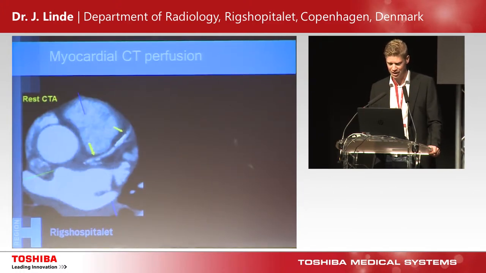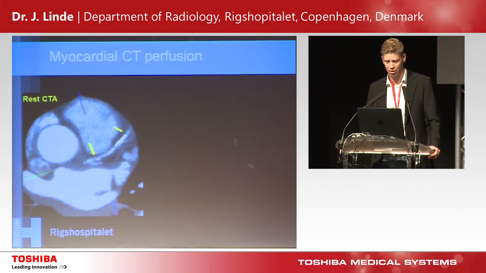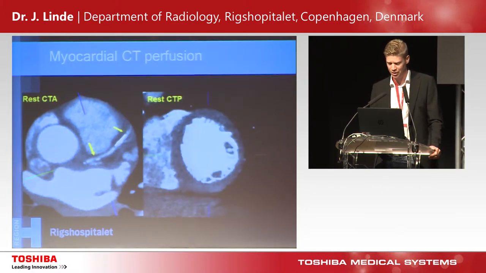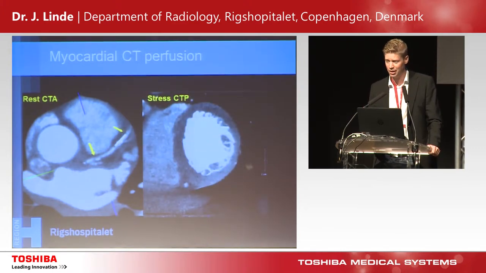And in this case, we see that in the LAD, we have two stenoses. It's difficult to say to what degree they compromise the coronary blood flow, but then when we look at the myocardium at rest, we see first here that the myocardium is quite homogeneous. There are no real perfusion defects. But when we stress with adenosine, we see that now we can see this huge perfusion defect in the anterior wall and in the septum.